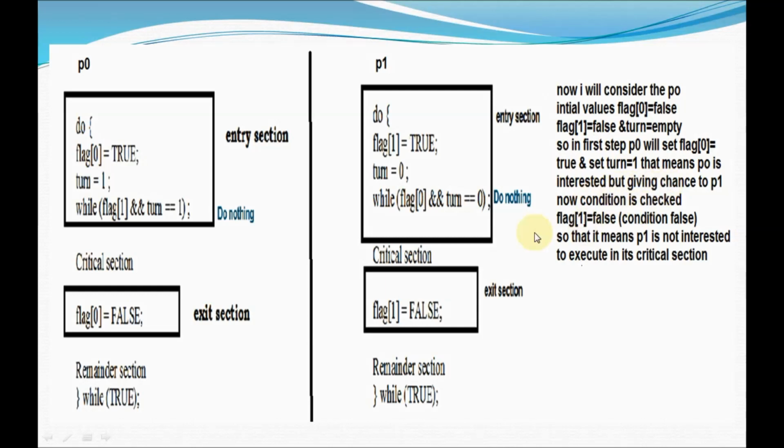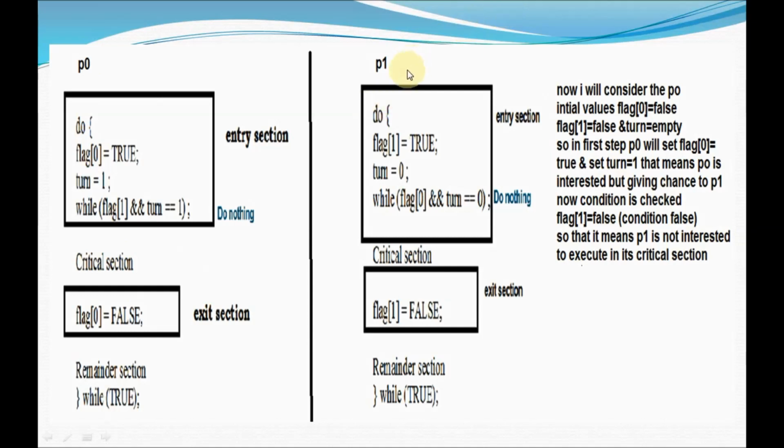Now, no condition is checked here, so obviously the condition is false. Flag 1 is false, so the condition is false. Once the condition is false, P0 enters the critical section. That means P1 is not interested to execute in its critical section. That's why P0 is executing in its critical section. Remember, P1 is not interested. Here I am allowing only the interested process to execute in its critical section.